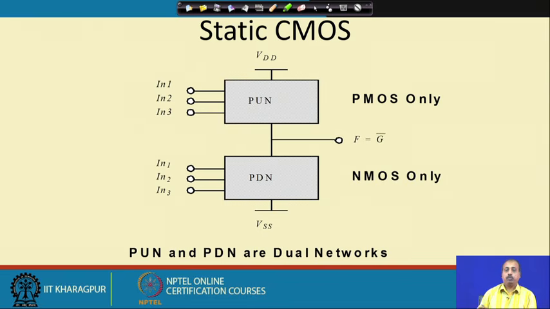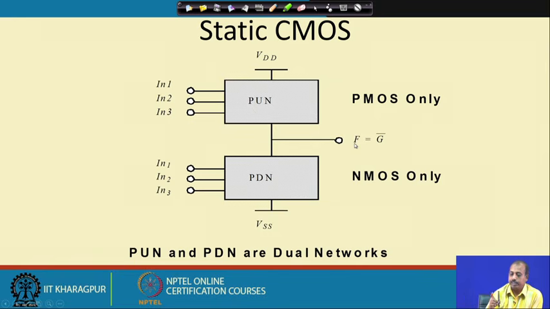Now, in general, if you look into the static CMOS family, the whole circuit can be divided into two regions. One is called the pull up network, another is called the pull down network. PUN is the pull up network and PDN is the pull down network, and the inputs are connected to both. Here in1, in2, in3 are the three inputs, connected to the pull up network and also to the pull down network. VDD is connected to the pull up network and VSS or ground is connected to the pull down network, and the output is taken from the shorted point between the pull up and pull down network, and you get the output as F.